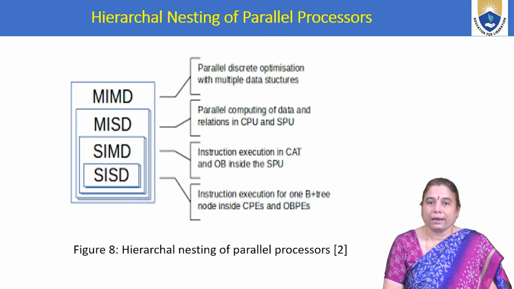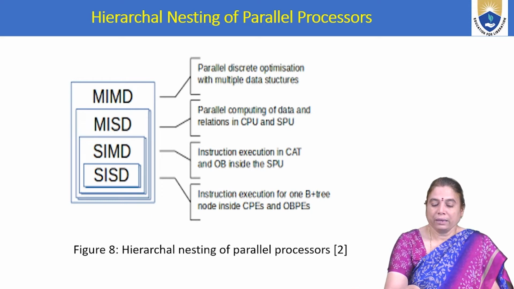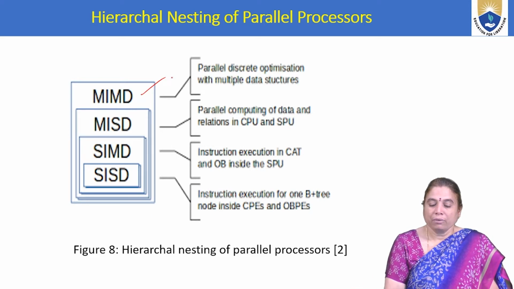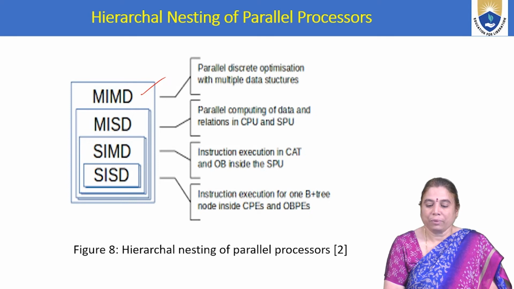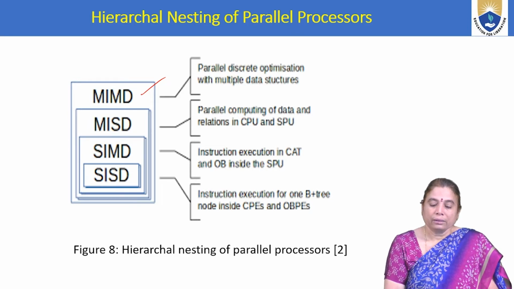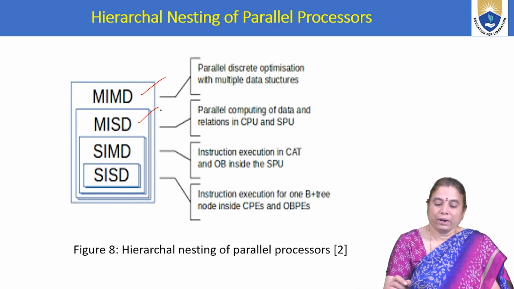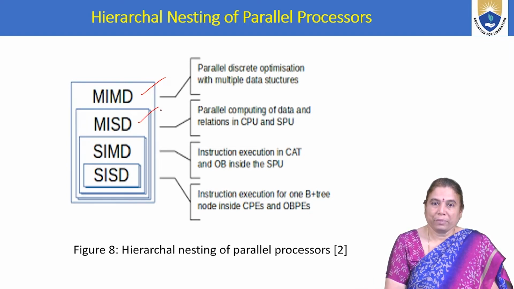So how the hierarchical nesting of these classification processes can be placed. MIMD is the top priority one, which is used for parallel processing, and the instructions can be executed more efficiently. So optimized performance can be achieved with the help of multiple data structures. The second preferred architecture is MISD.